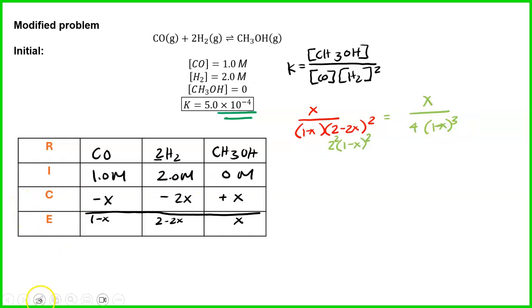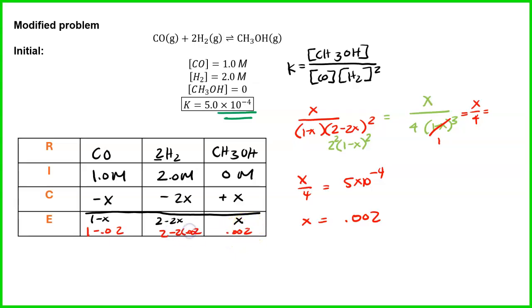As I mentioned with the last one, if K is very small, this just becomes 1. So we have x over 4, and we'll set that equal to the K value. x over 4 equals 5 times 10 to the negative 4, and then I'll multiply both sides by 4. So 5 times 10 to the negative 4 times 4 is going to equal 0.002. Then I'll put that back into my expressions wherever I see x.